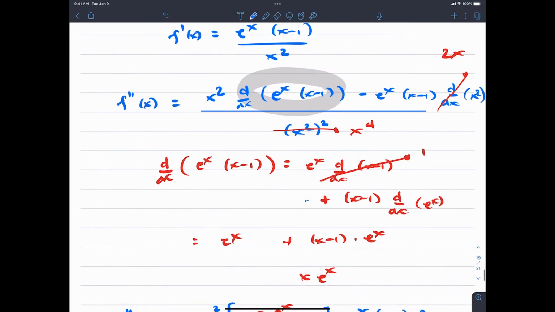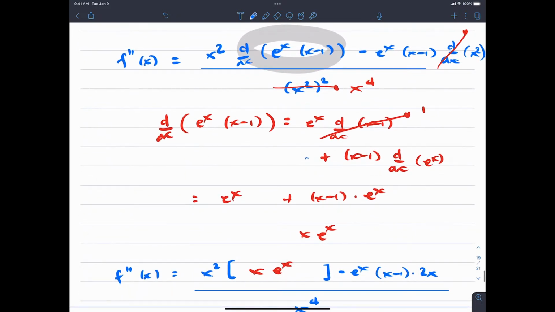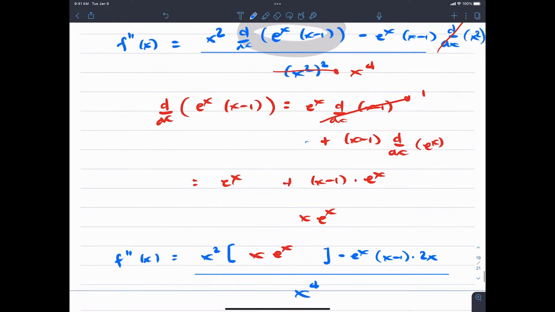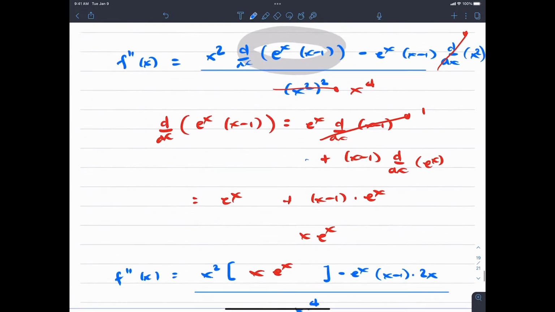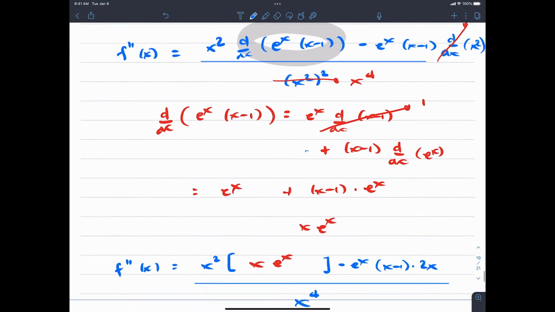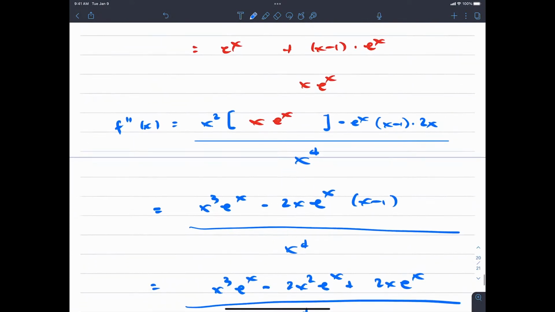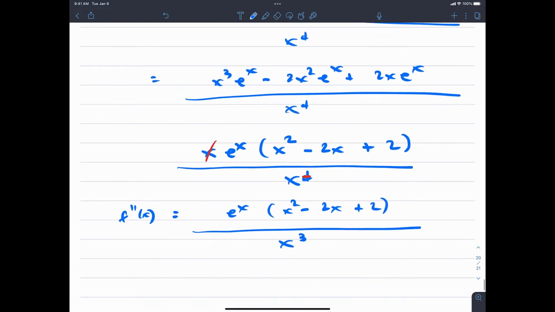Okay. So we got e to the x, x minus 1 plus x minus 1 e to the x. Let's double check. E to the x plus x e to the x minus e to the x. Yes, that'll just be x e to the x. So we do have x squared e to the x minus e to the x minus 1 times 2x. That will be x cubed e to the x minus 2x squared e to the x plus 2x e to the x. Okay, we look like we're okay here. Anyway, we might be okay.